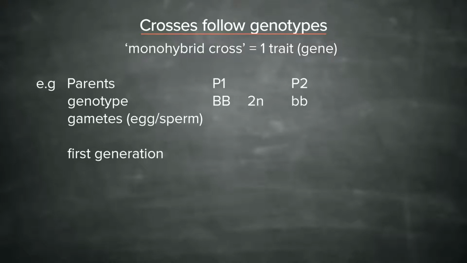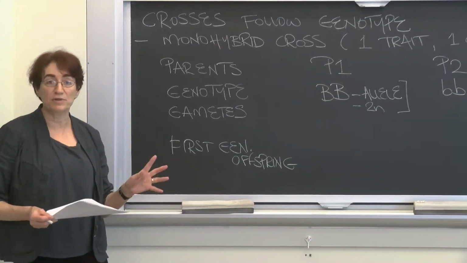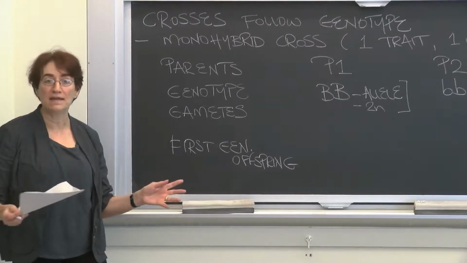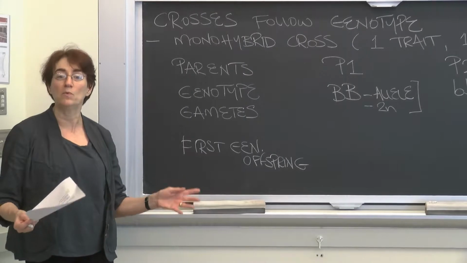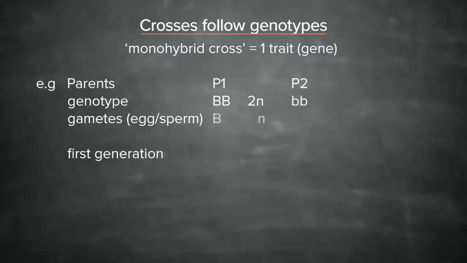Now let's think about meiosis and the products of meiosis in parent 1. In this case, it's pretty simple. You're big B, and so there's only one type of gamete you're going to make after meiosis, and it is going to have the haploid genotype of big B. That is the haploid genotype because gametes are always haploid. And for P2, the gamete is going to be little b, because that's the only option. It's only going to be one of them because, again, it's haploid.